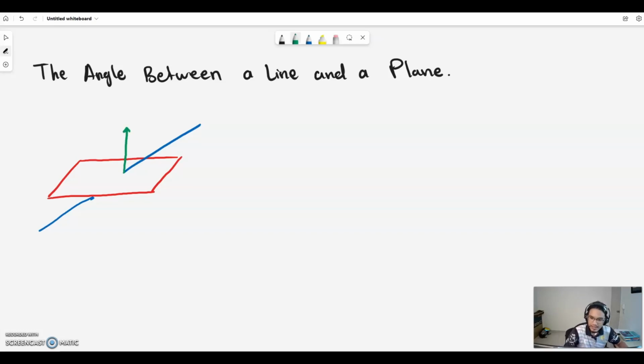In order to calculate the angle between the line and the plane, we can calculate the angle between the line and the vector n. So this is theta, which indicates the angle between the line and the vector n. You can then obtain the angle between the line and the plane by taking 90 degrees minus theta.